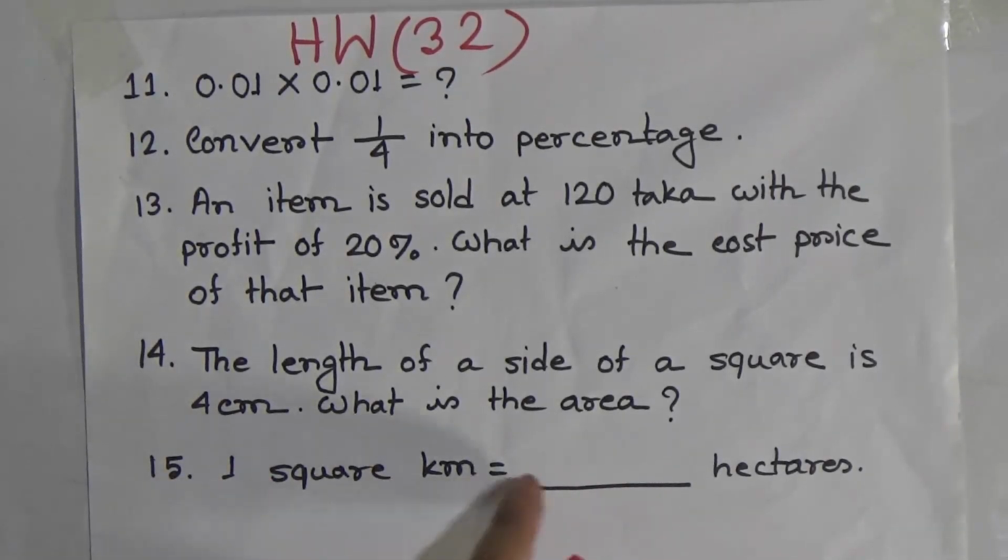Okay. Question number 15. 1 square kilometer equals how many hectares? My dear student, from our textbook we have already learned 1 hectare equals 10,000 square meters. Then we convert this into hectares. So I hope you have understood. So now you solve question number 15.